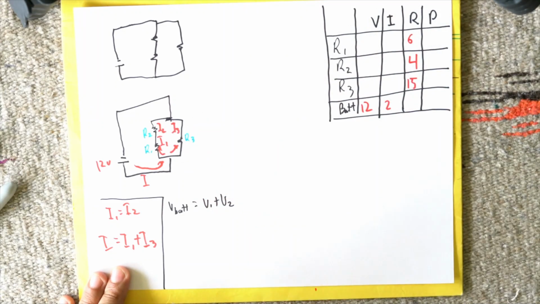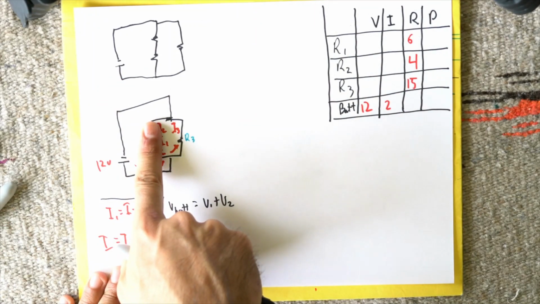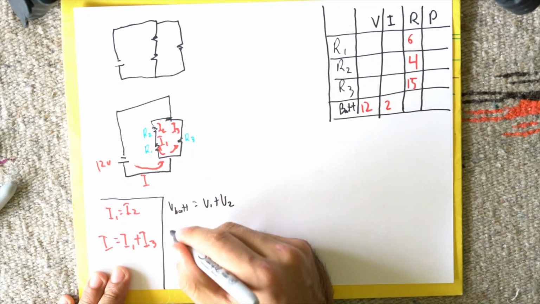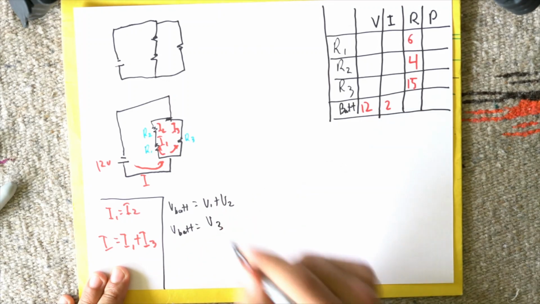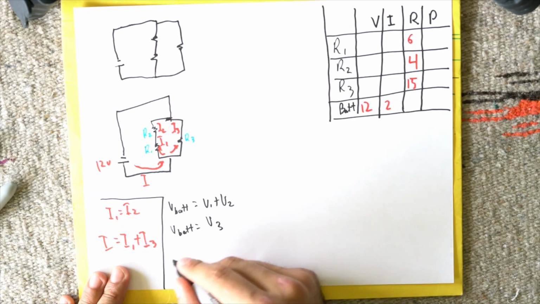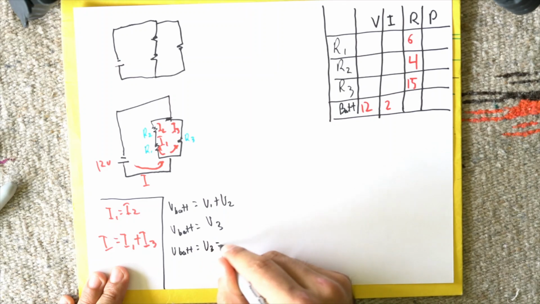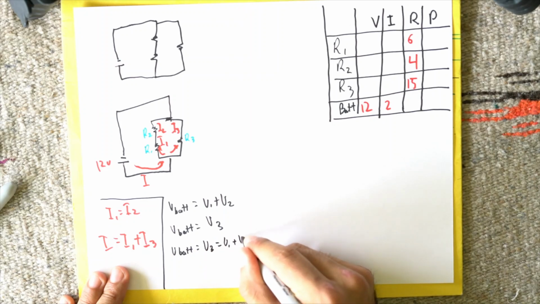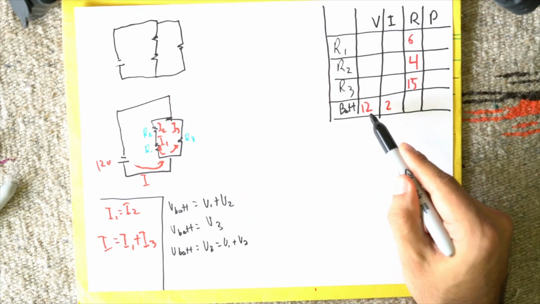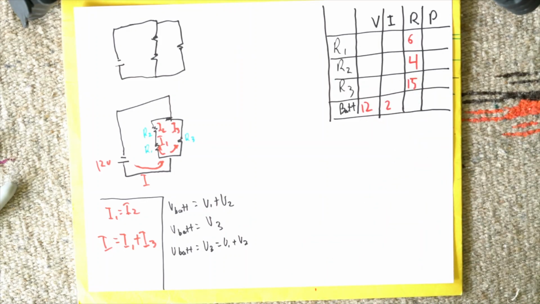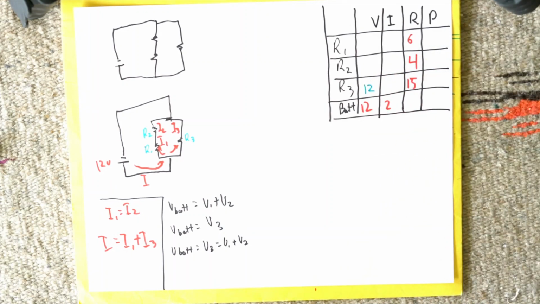Now, on the next loop that I could do, ignoring this one, I could go here. That means the V battery equals V3. Do you see that? So the V from the battery equals V3, which equals V1 plus V2. So that means this V battery just equals this, so let me write that down. That's going to be 12. Oh, look, I already figured something out.